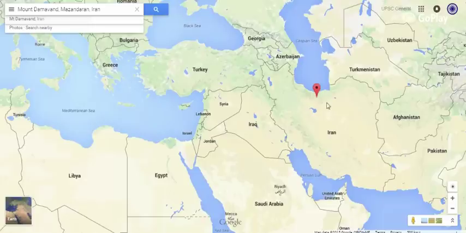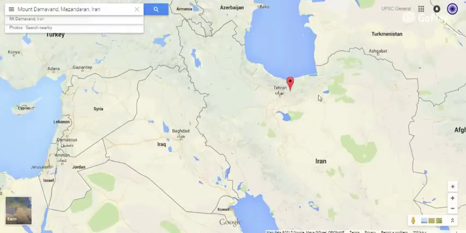On the northern side of Mount Damavand we find the Caspian Sea. So Mount Damavand is in Iran.